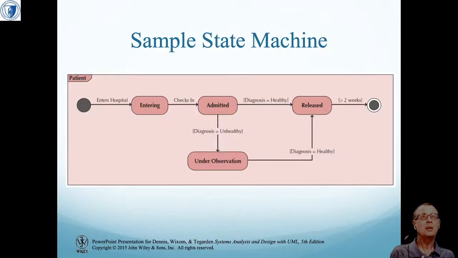So here's a sample state machine. This is for a patient. They enter the hospital, they check in, they get a diagnosis, and if they're unhealthy, they go under observation. And once they're healthy again, they get released. If they were admitted and their diagnosis is healthy anyway, they get released. And it looks like they are only released if they're in hospital for more than 2 weeks.